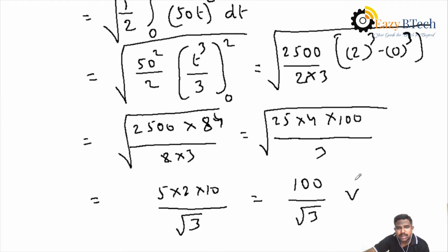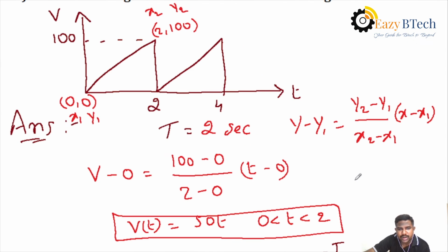So for the given sawtooth waveform, you have to find out the average value and RMS value like this. You must find out the equation of the straight line. If the waveform given is sawtooth or triangular, then you must find out the equation of the line. After that, find out the average value as well as the RMS value.